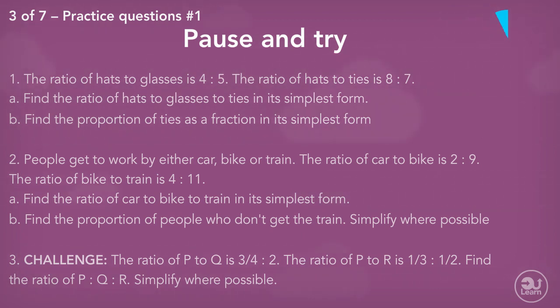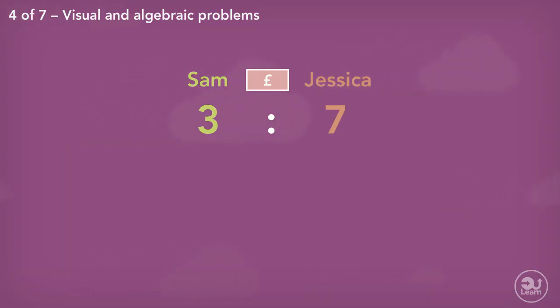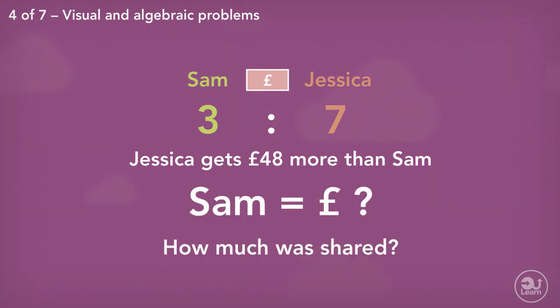Alright, moving on to a slightly different concept. Sam and Jessica want to share some money in the ratio 3:7. Jessica gets £48 more than Sam. How much money did Sam get, and how much was shared?